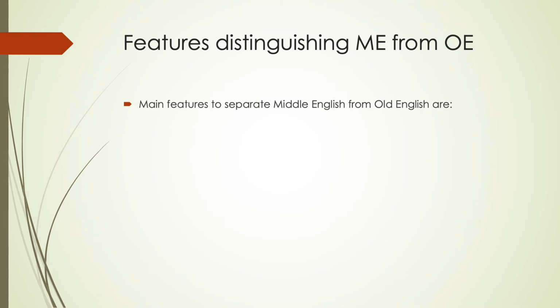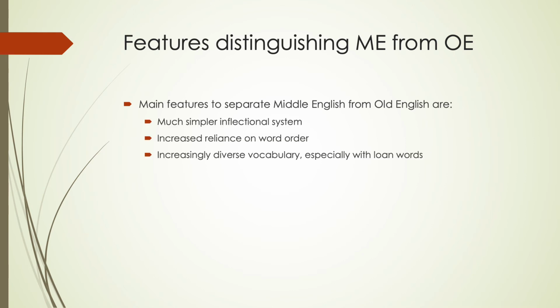Some of the main features that we'll start seeing through the rest of the lectures for this unit is that Middle English has a much simpler inflectional system. There's an increased reliance on word order and syntax during this time, so there was a lot more flexibility in Old English. We'll see that flexibility fade away very quickly as we lose our different inflectional endings. There's also an increasingly diverse vocabulary. There's lots of loanwords during this time because of the influence of French. And so there's a lot of diversity during this period that's not just based on the regional variation, but based on a lot of these other features as well, a lot of these linguistic changes that are affecting certain areas at some times and other areas at different times.